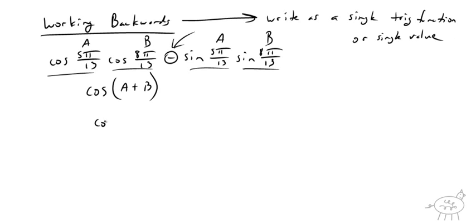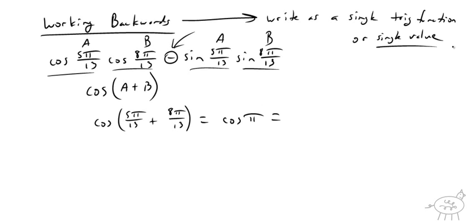And so what you're going to do is say, oh, that's cosine of A, 5 pi over 13, plus B, which is 8 pi over 13. All right, so that's rewriting as a single trig function. Well, almost. It's cosine of 13 pi over 13, which is cosine of pi. That's a single trig function. Of course, I can simplify this one as a single value. And what's cosine of pi? It's equal to -1. It's like a cyclops if you look sideways at it.